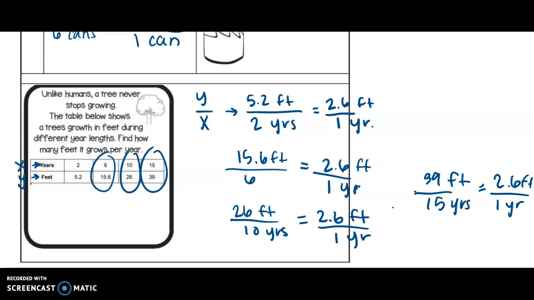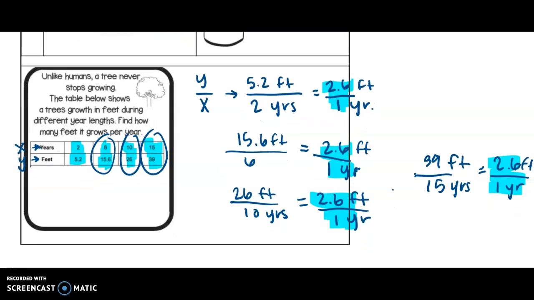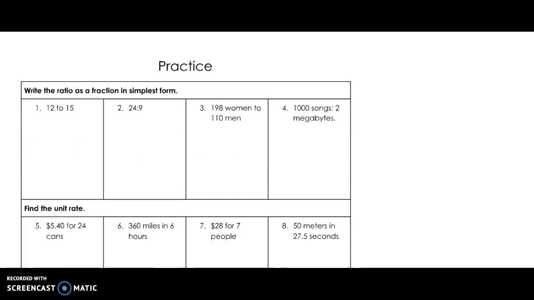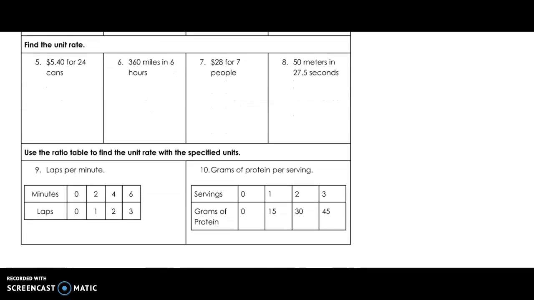So what this shows us is it doesn't matter where we start in our table. We got the same thing no matter what, and that's because it was growing at the same rate the entire 15 years. So that means it'll keep growing 2.6 feet every year. All right, so I want you guys to do the practice on your own.